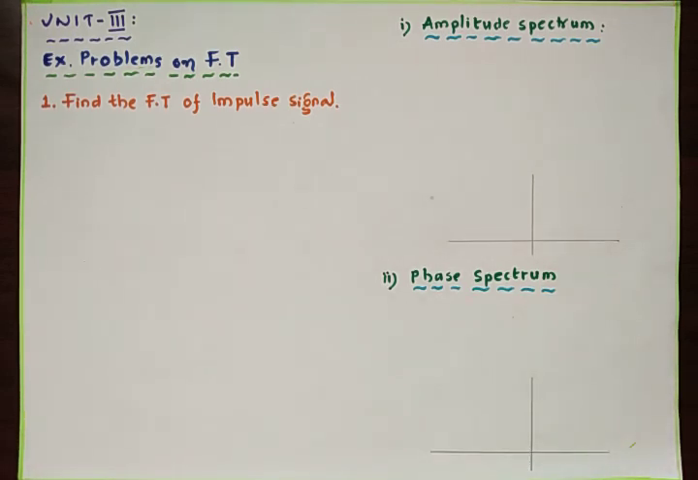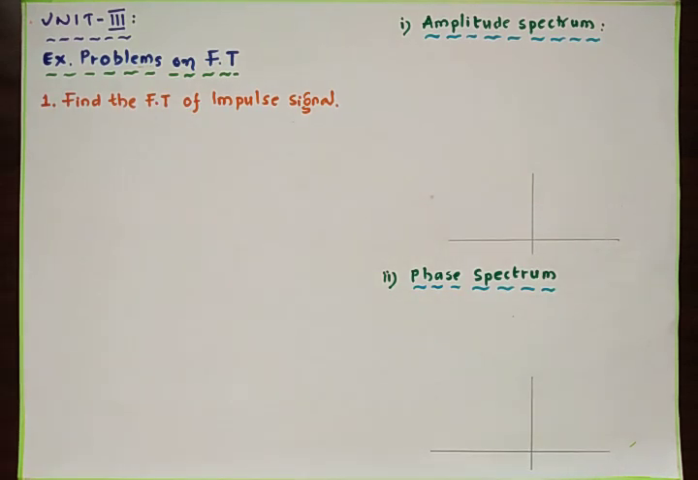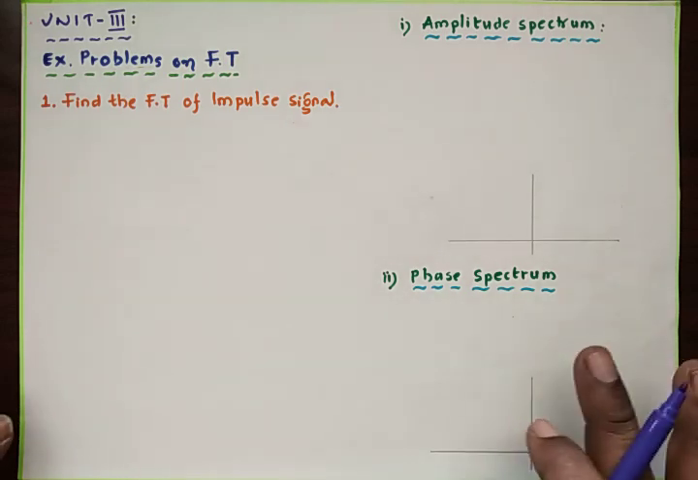Now I'm going to solve one of the important questions which has been frequently asked in previous university questions, that is, find the Fourier transform of the impulse signal. So first we have to know what the impulse signal is.